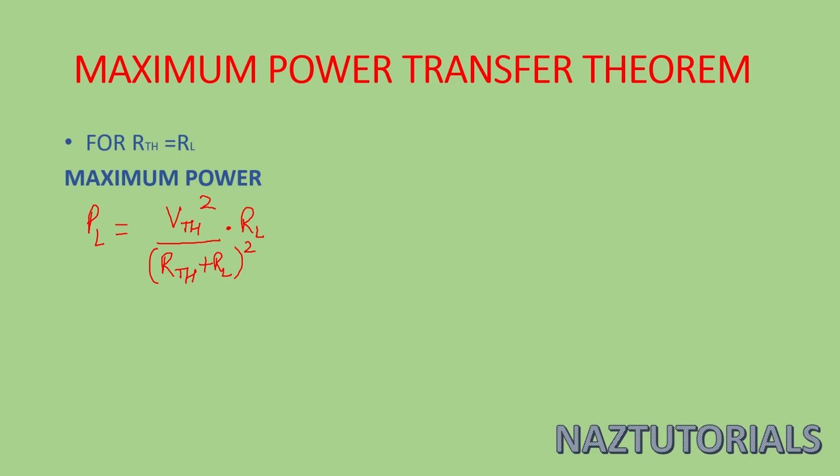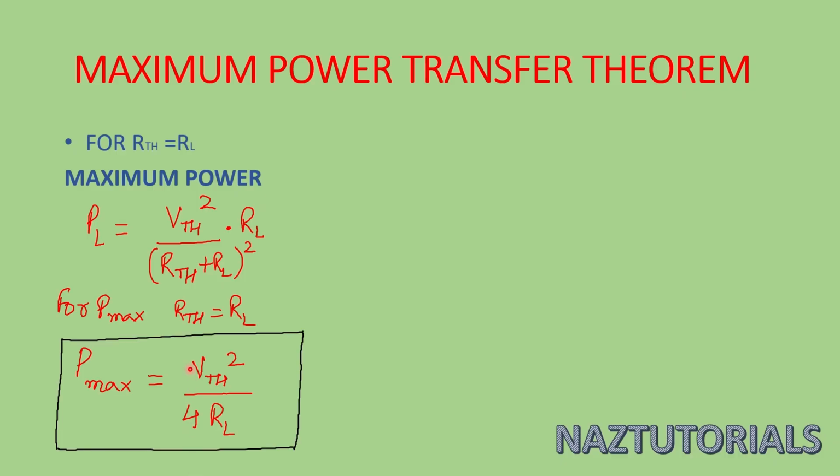Let's analyze the value of maximum power for the condition RTh is equal to RL. Our load power is I square into RL, that is VTh square divided by RTh plus RL whole square, into RL. Put the condition RTh is equal to RL. For this condition, our maximum power is calculated as VTh square divided by 4RL. In some cases, this maximum power is calculated for the circuit design, but it affects the efficiency of the circuit.